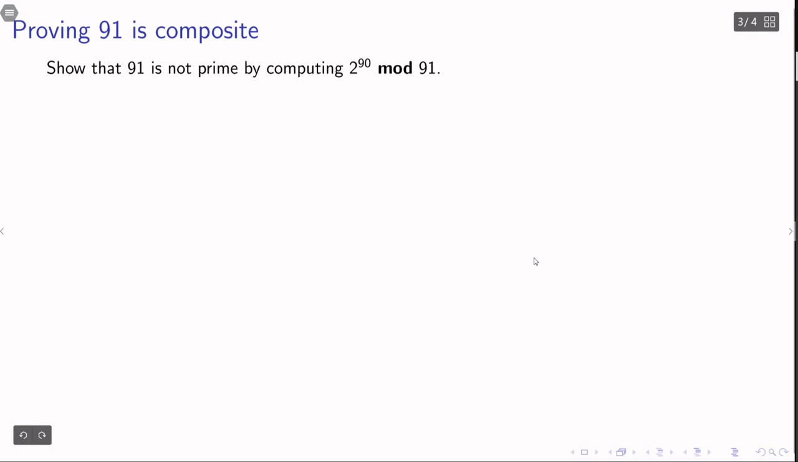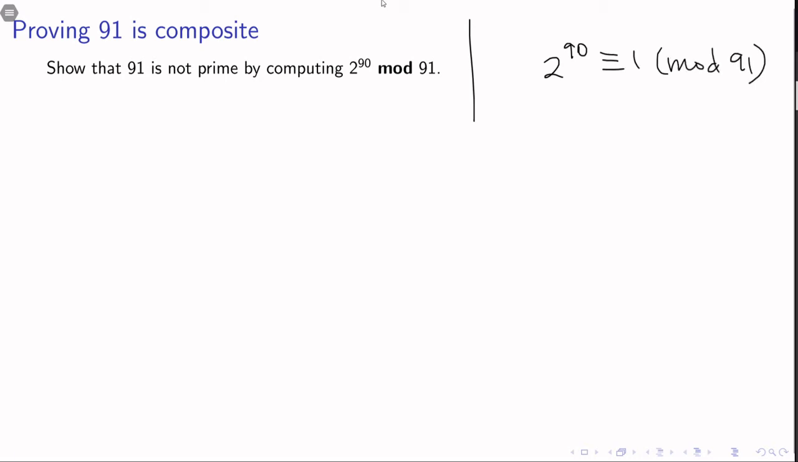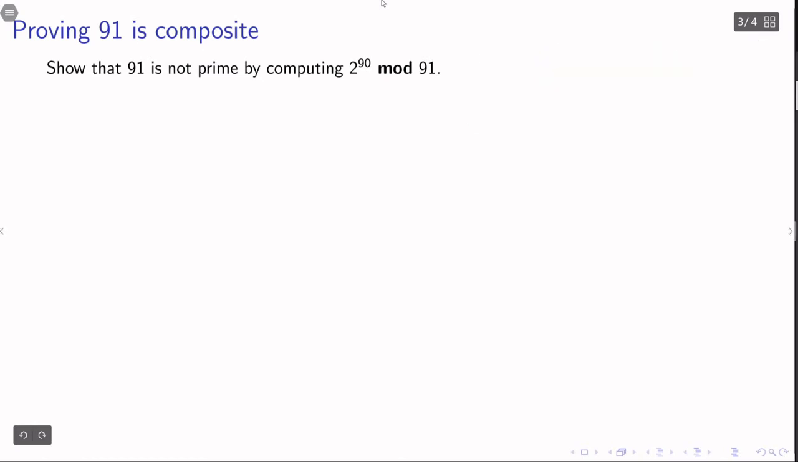Let's show that 91 is not prime. And we all know 91 isn't prime. It's 7 times 13. But how can we actually use Fermat's theorem to do that? Fermat's theorem says if 91 were prime, then 2 to the 90 must be equivalent to 1. So let's prove that it's not. And if it's not, it can't be prime.